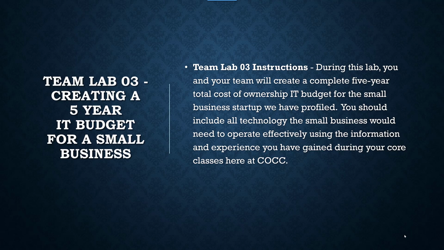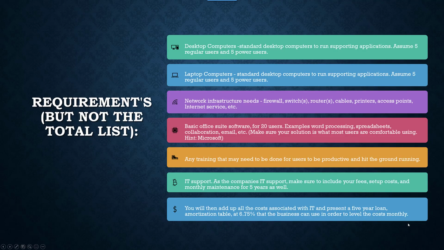But you should include all technology the small business would need to operate effectively, using the information and experience you have gained during your core classes here at COCC. As we look through these requirements, notice this is not the total list. This is not comprehensive, folks. I want you all to think outside the box. I want you to think critically. What is it that I am not telling you that you need to include? Think about what technology is used within a business.